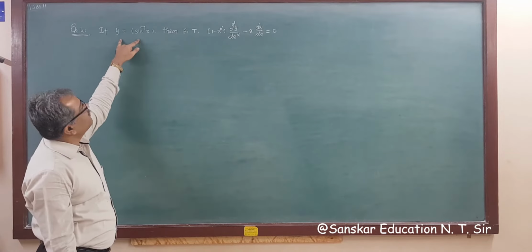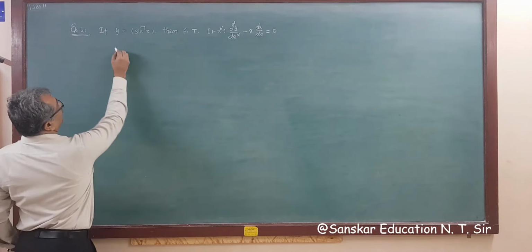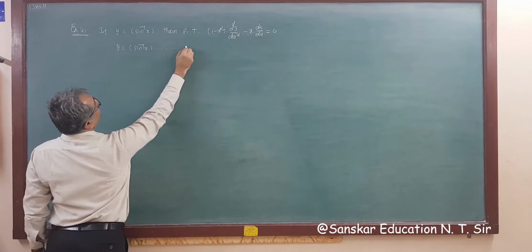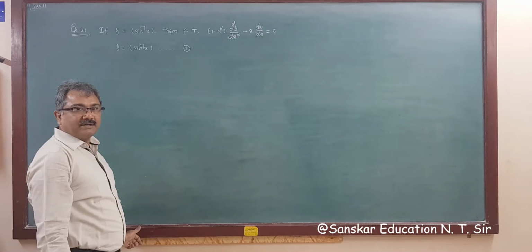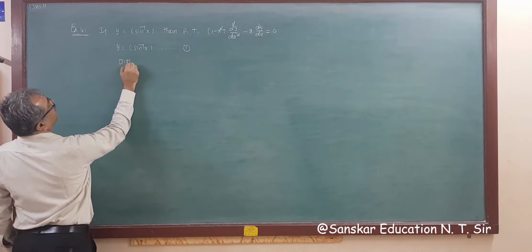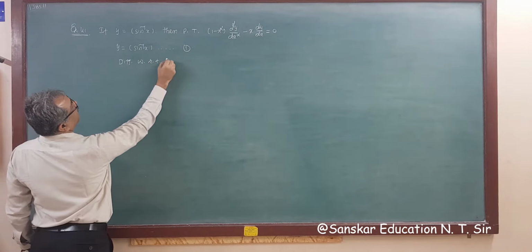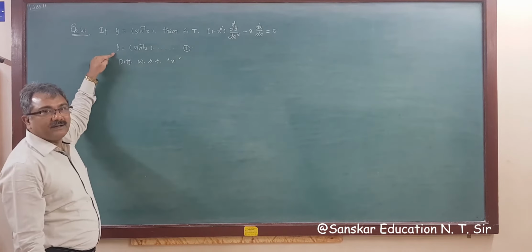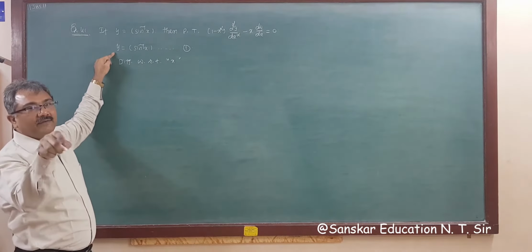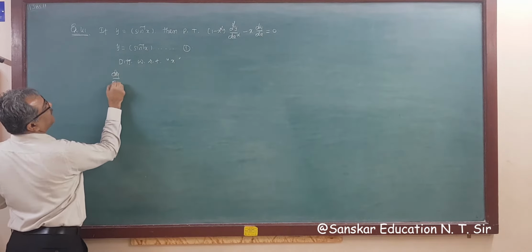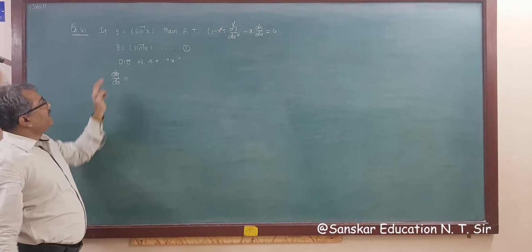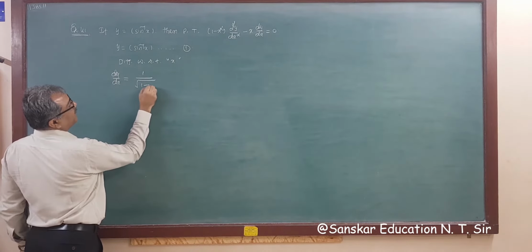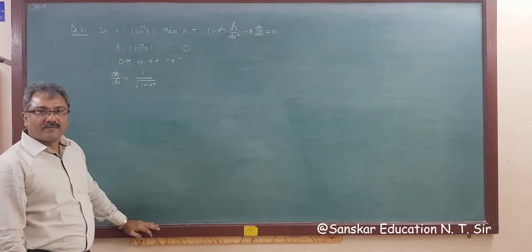Now this is given, y is equal to sine inverse x, as usual. See result number 1, right? Now differentiating this with respect to x. Now derivative of y is y1, either dy by dx. So dy by dx is equal to derivative of sine inverse x, which is 1 upon under root 1 minus x square. This you know, right?